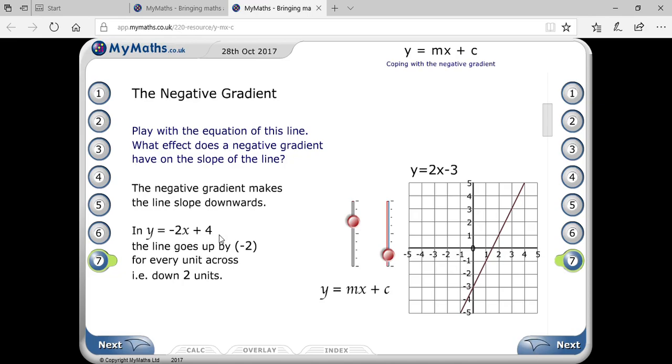So you can see that here y equals minus 2x plus 4. So how is minus 2 coming? You can see that the line goes up by minus 2 for every unit across, for one unit.